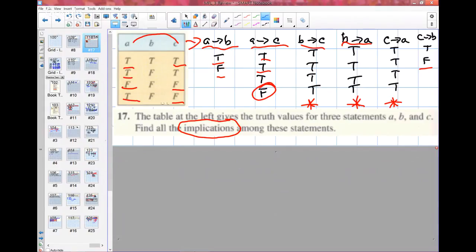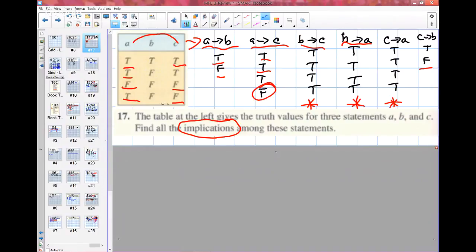So in this problem, they said the table at the left, well, for me, it's the table on the top. The table at the left gives the truth values for the 3 statements A, B, and C. Find all the implications. And you're probably thinking, well, I don't see any if-then statements. Yeah, so you've got to make them.